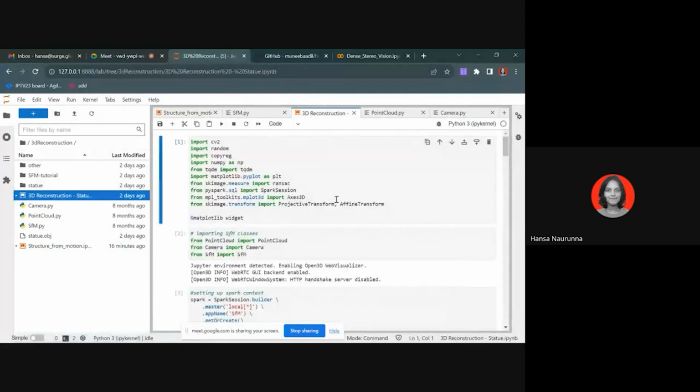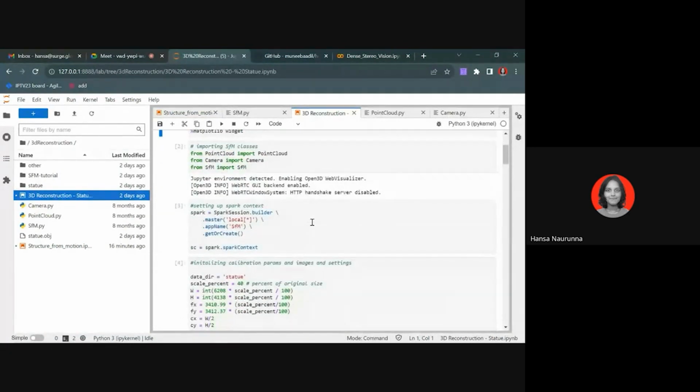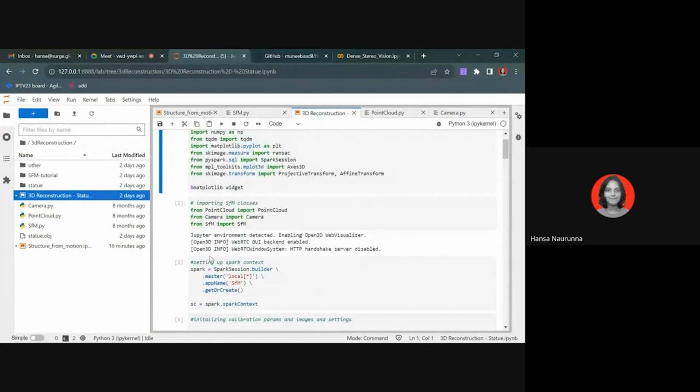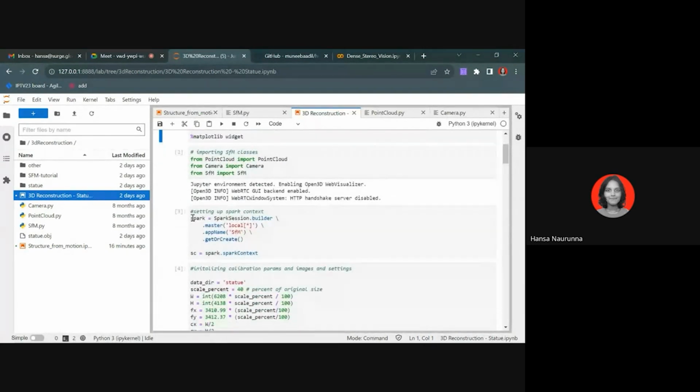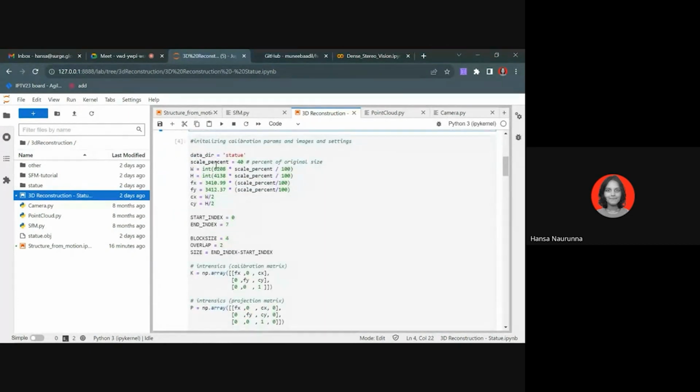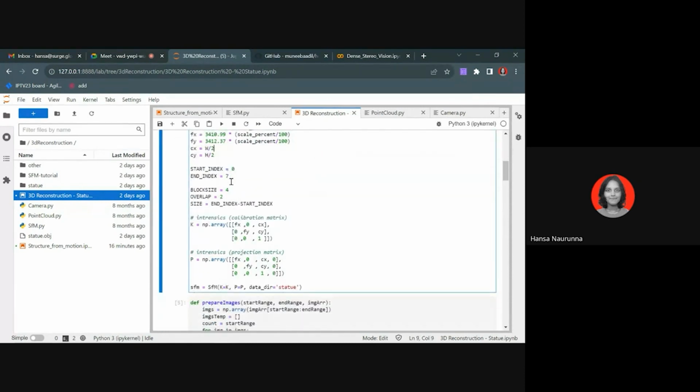So going over here, we have the actual distribution code. We start off with a Spark session that we are initializing, and then in the same way, we just load up the data set with all the parameters. Another thing we're setting up over here is the start index and end index, and then the block size, and the overlap of the data set that we want to actually have. And at the end, we are doing this.